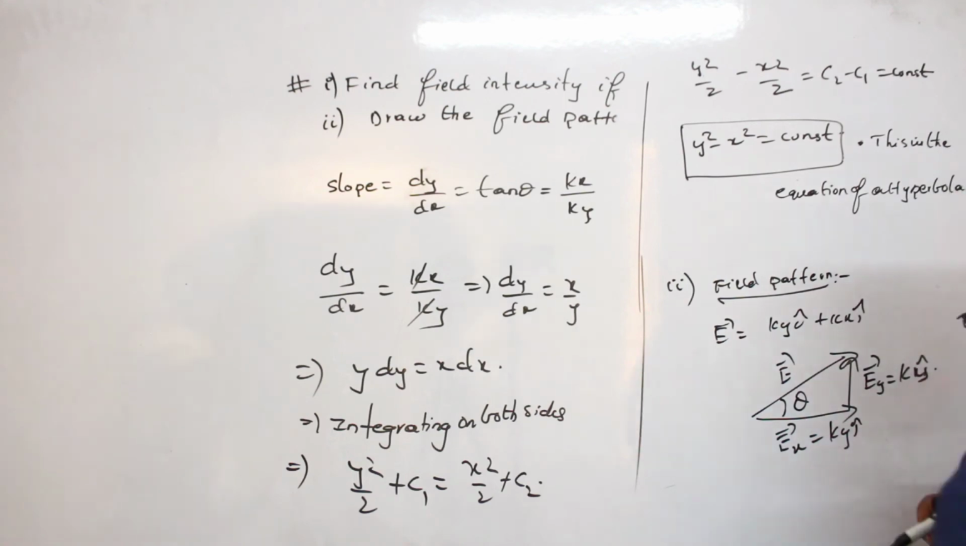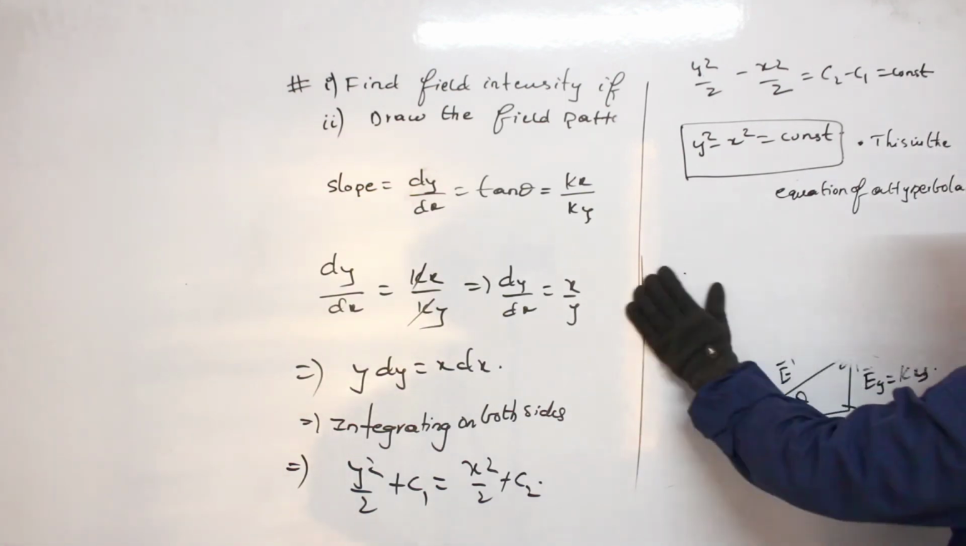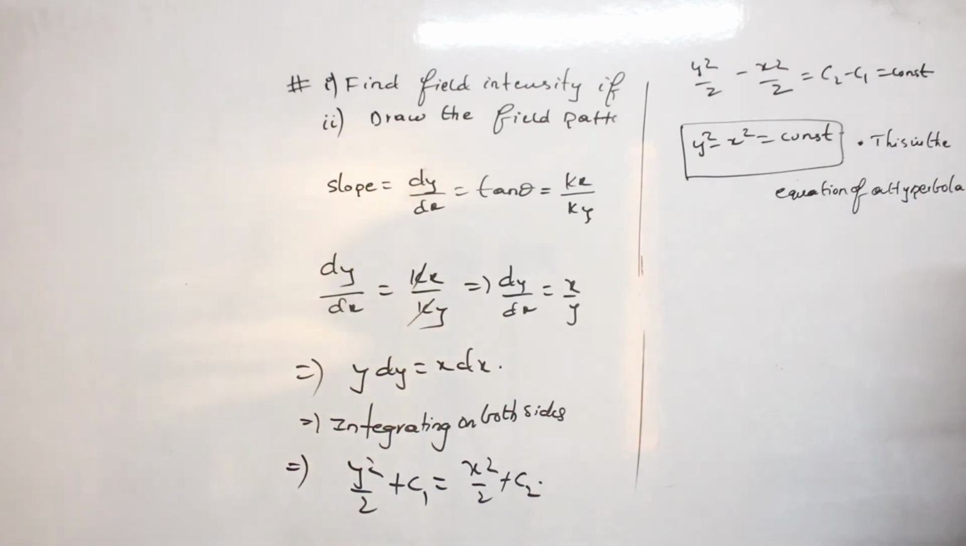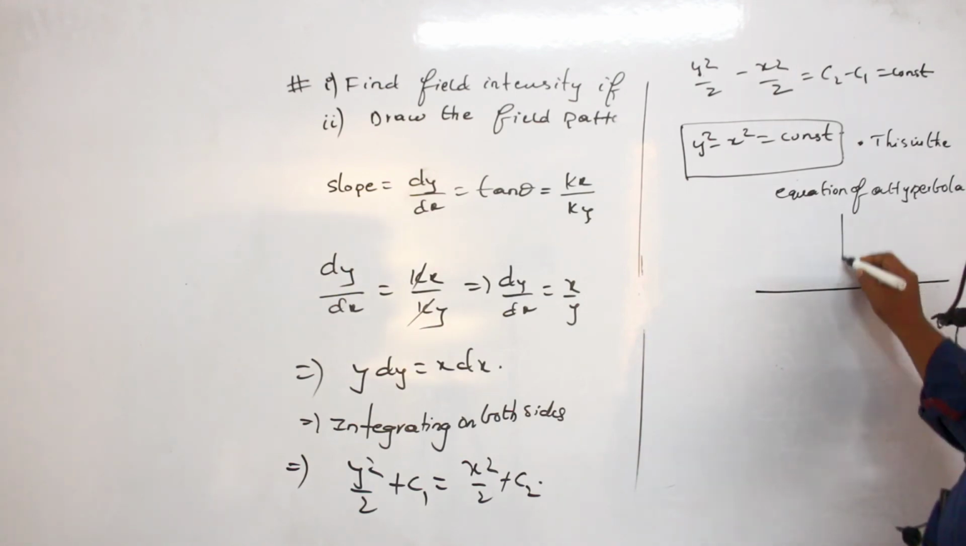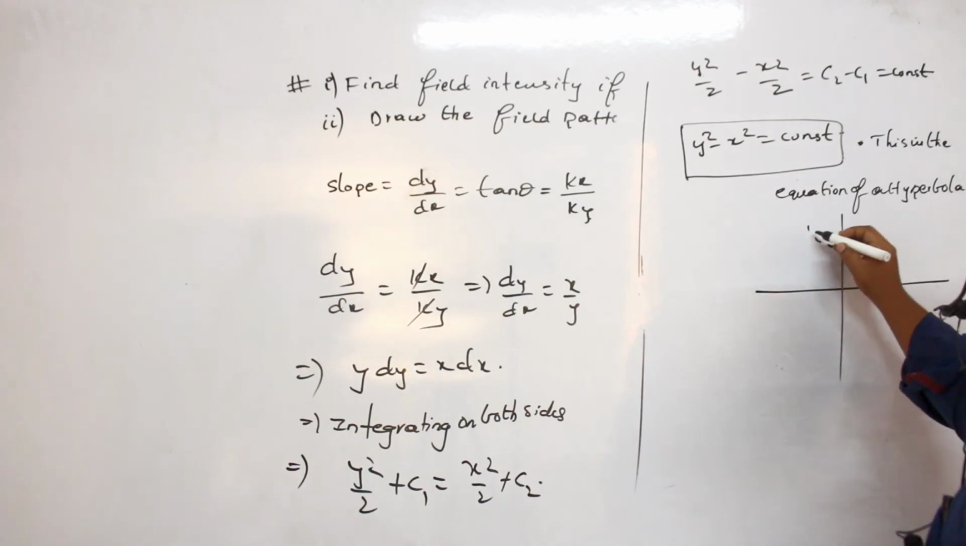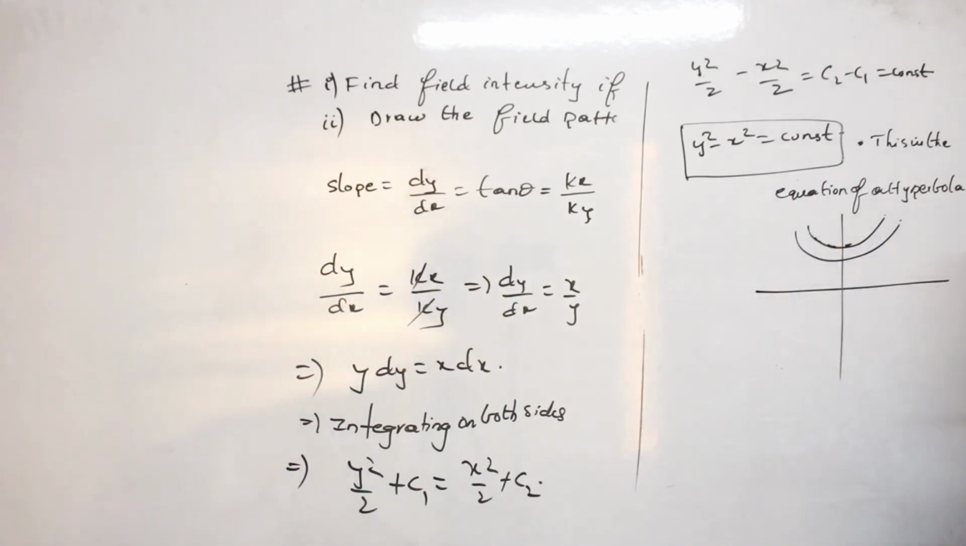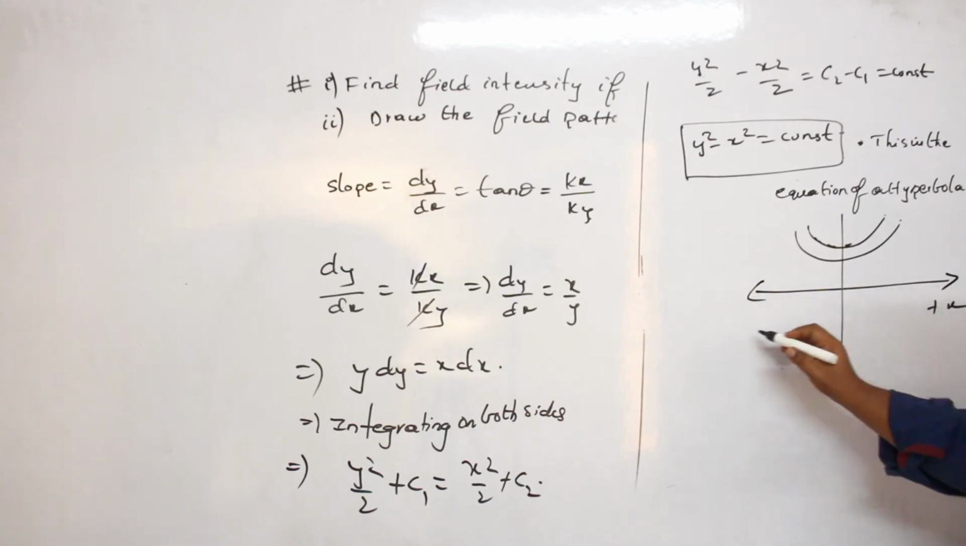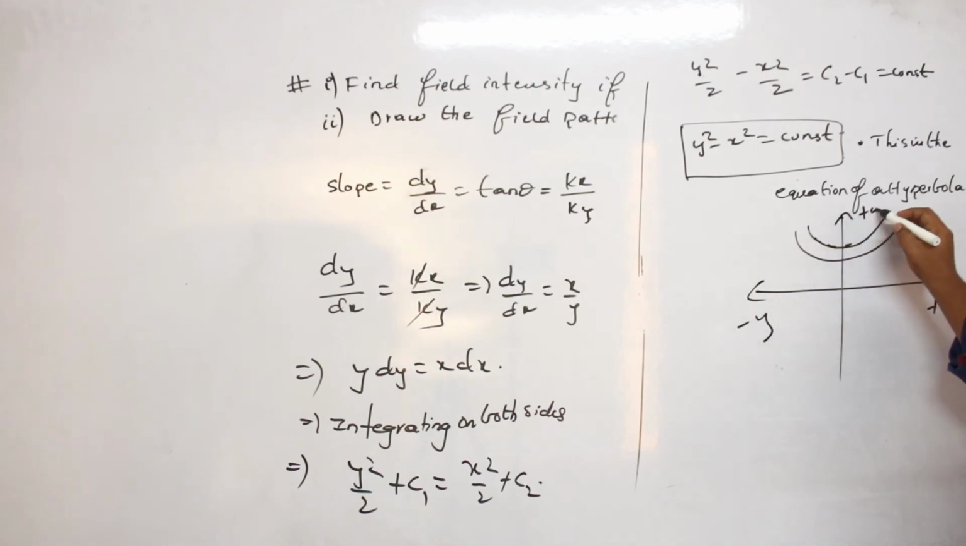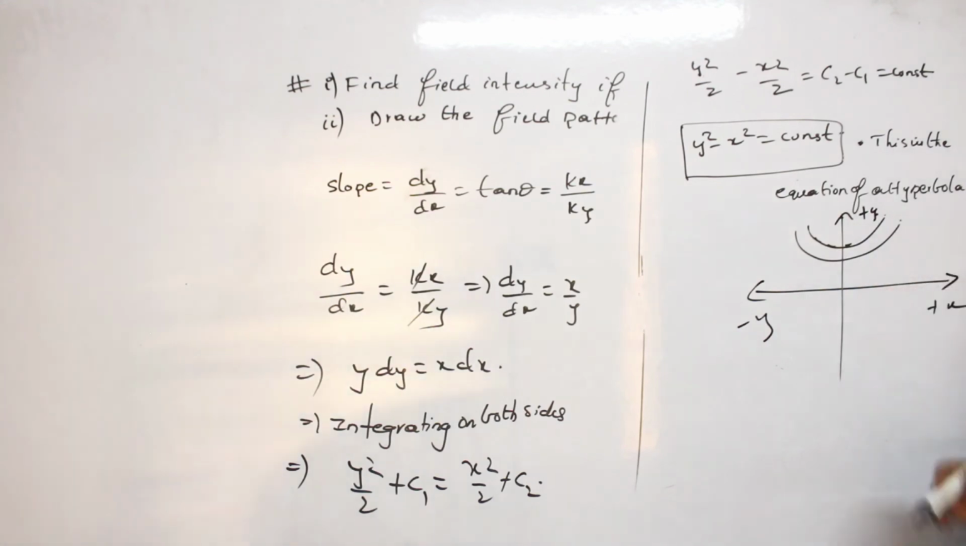So if I draw a graph, what will be the type of graph I will get? I will get approximately this type of graph. Clear? So this is the graph which I will get, if I am taking plus x and minus x and plus y. Then this is the shape of the hyperbolic graph.